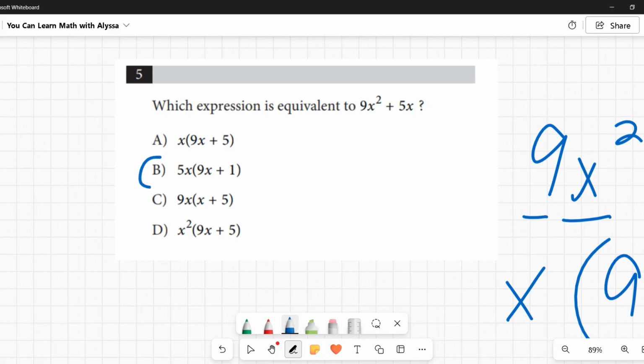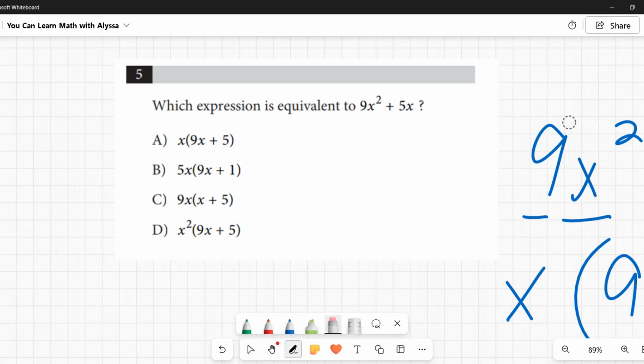And just be really careful. So like this one, you can see why it's not right, because 5x times 9x is 45x squared, even though 5x times 1 is 5x. It has to match both of them. Same for this one. 9x times x is 9x squared, so that's correct. But 9x times 5 is 45x. That does not match the original. And the last one, x squared times 9x is 9x cubed, not 9x squared. And x squared times 5 is 5x squared, not 5x.